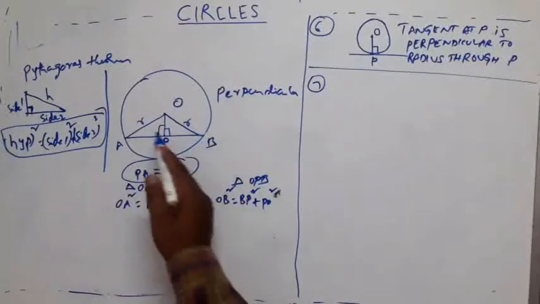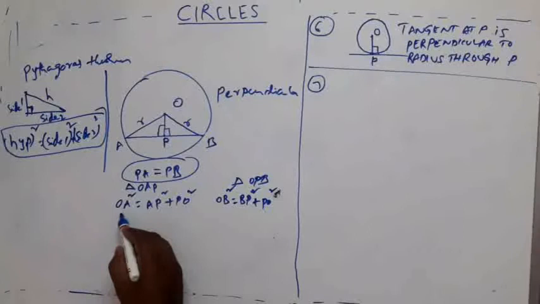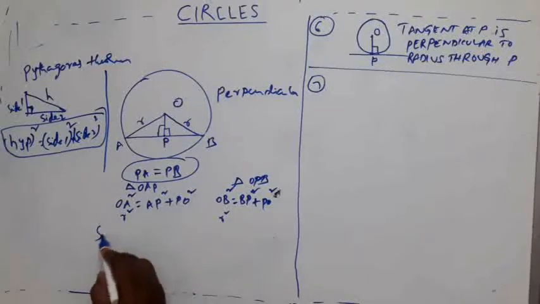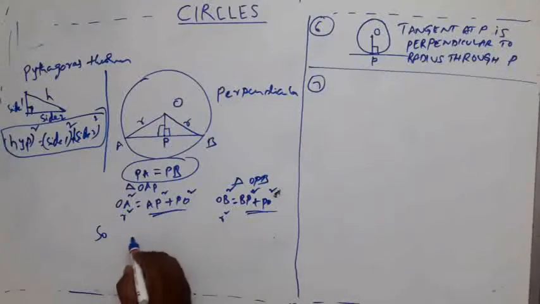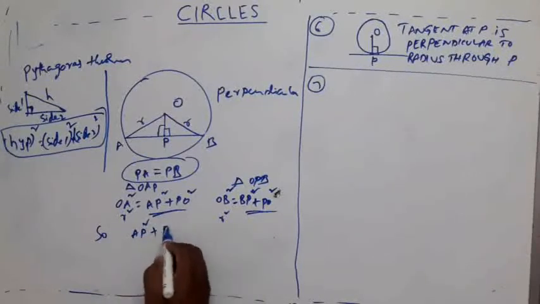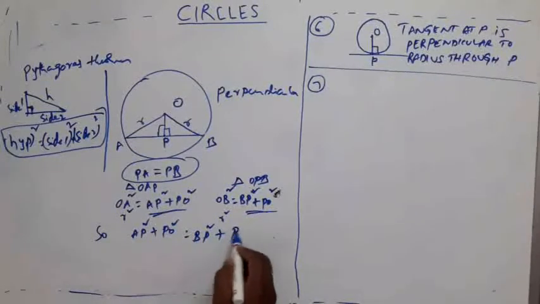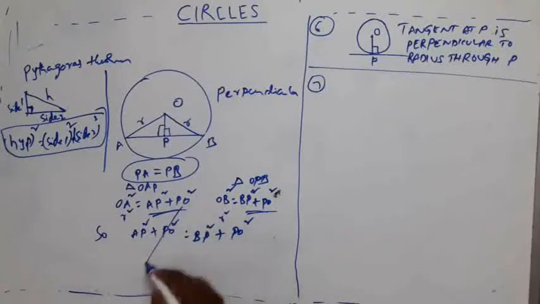OA and OB are equal because they are radii of the circle. So this is R square, this is also R square, these two are equal. So I can equate these two, right? AP square plus PO square is equal to BP square plus PO square, right? Because OA and OB are equal, right? Clearly these two get cancelled. So what is remaining? AP square is equal to BP square.